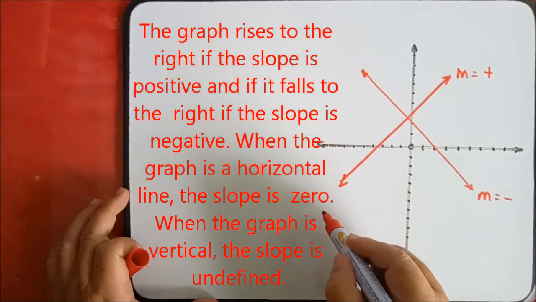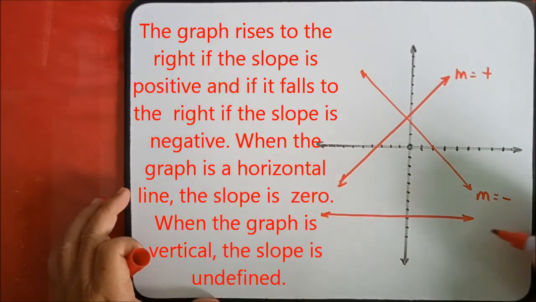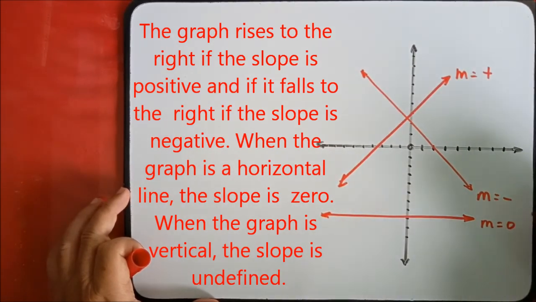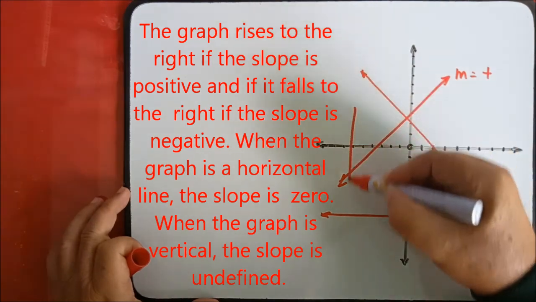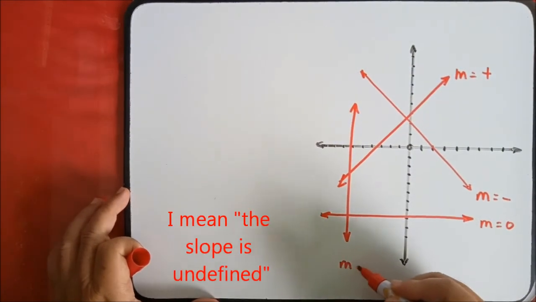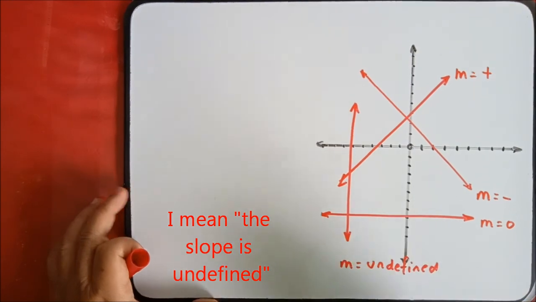When the graph is a horizontal line, then the slope is 0. When the graph is vertical, then the slope is undefined. Okay.